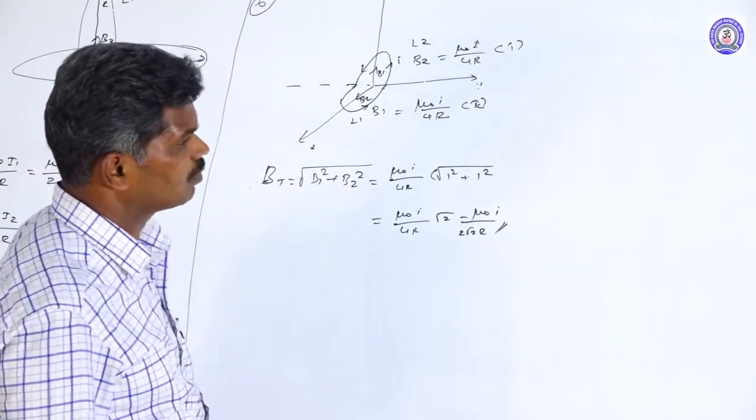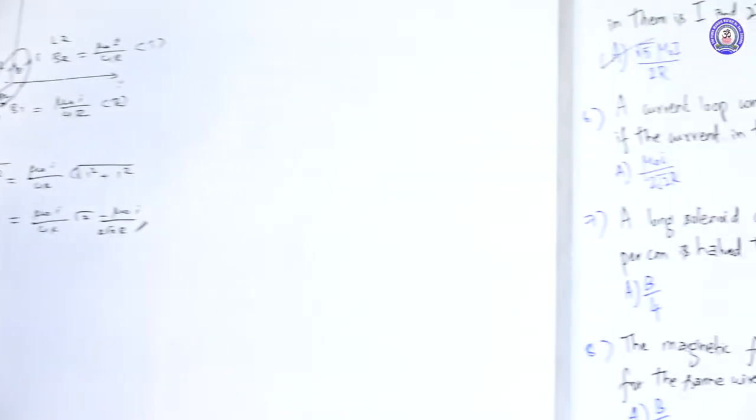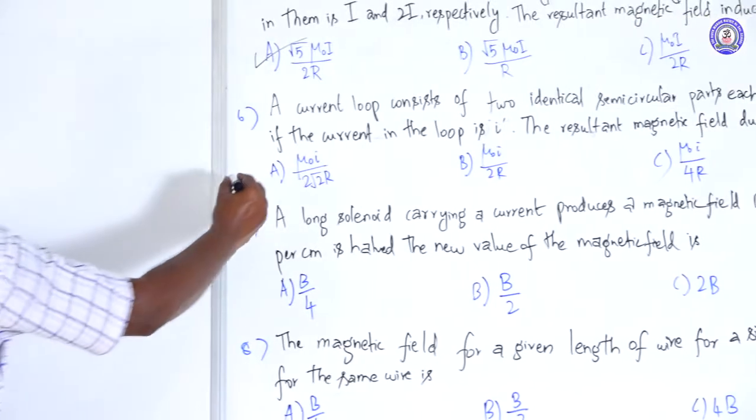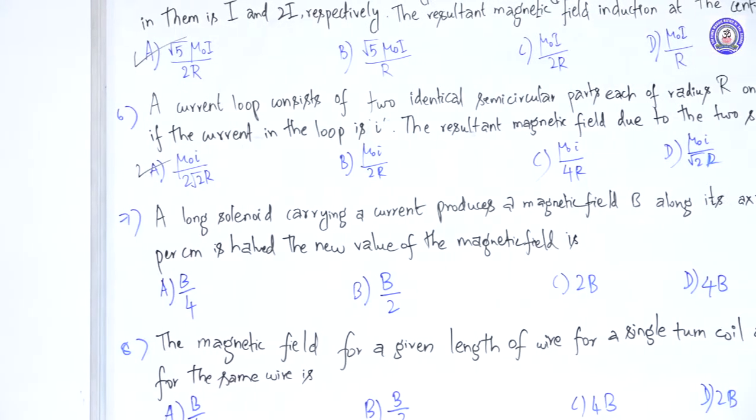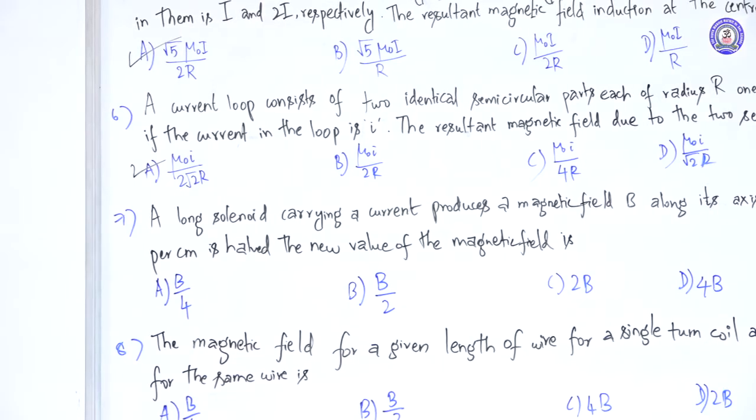So now check your options. First option is mu naught I by 2 root 2 r. So this is the correct option. Other answers do not match our result. Next we are going to see the seventh one.